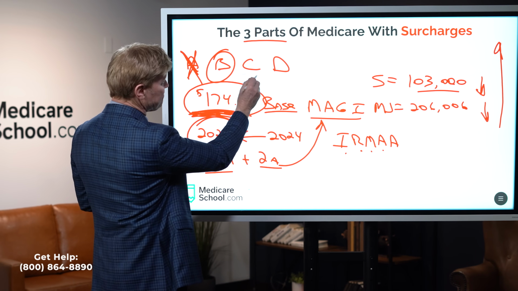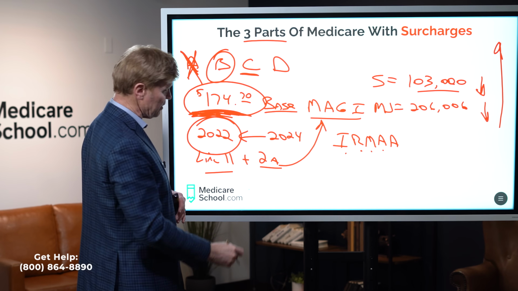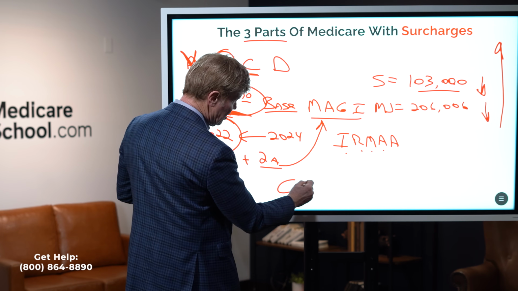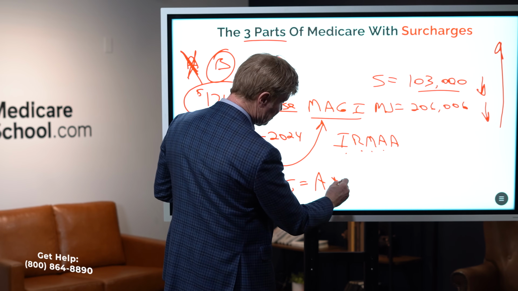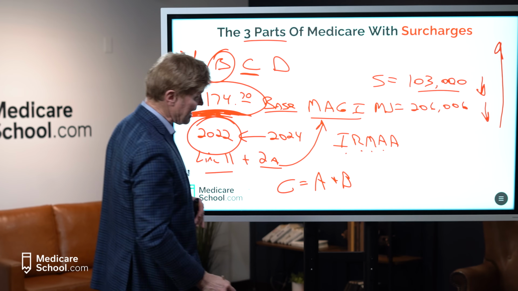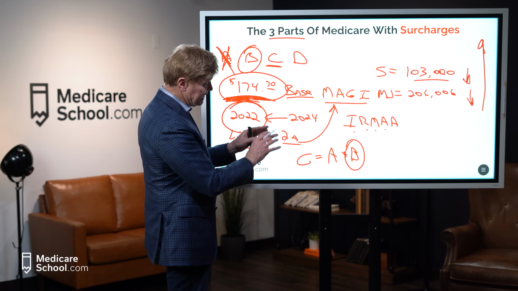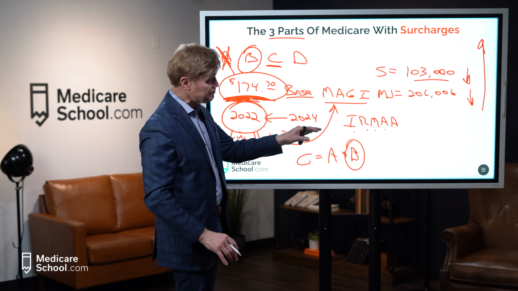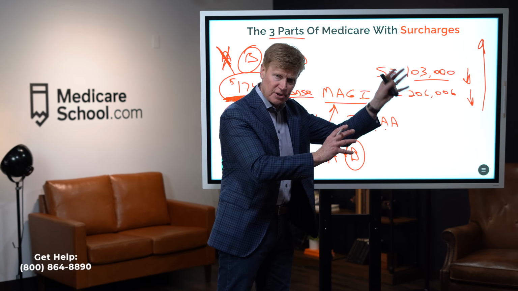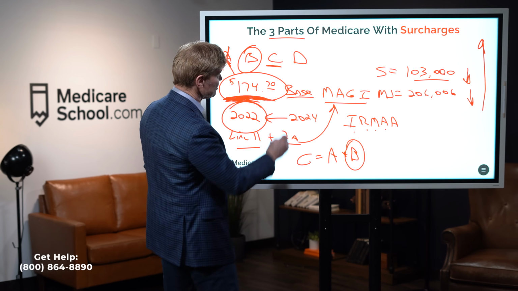Now, when it comes to a C plan, as I instructed earlier, remember what I said? To have a C plan, what do you have to do? You have to be enrolled in Medicare A and B. So again, if you're high income, you're going to have a surcharge added to your Part B. Any enrollment in A and B, I'm going to be subject to the IRMAA if I'm above these limits. Now let's talk about the D.